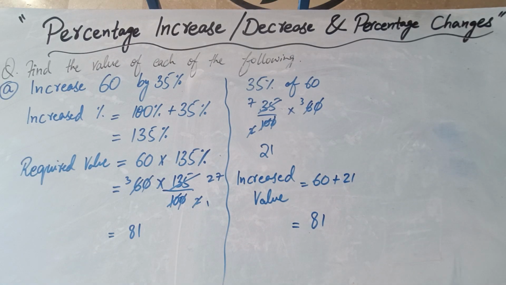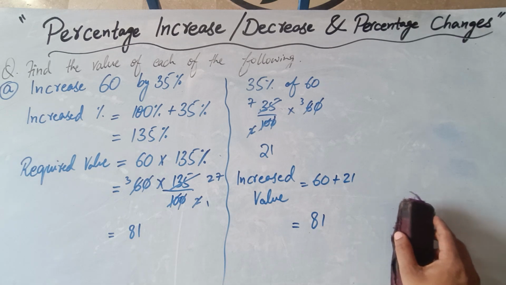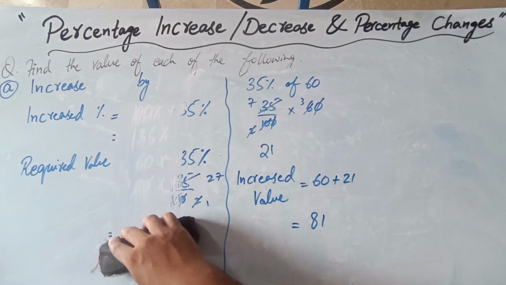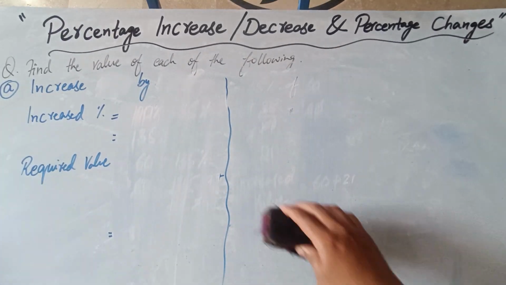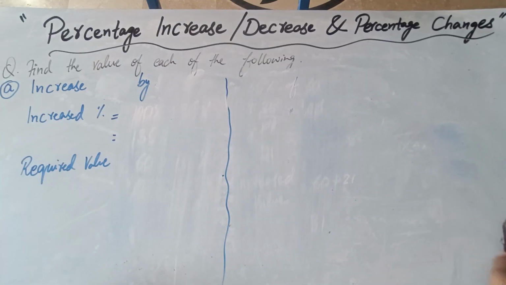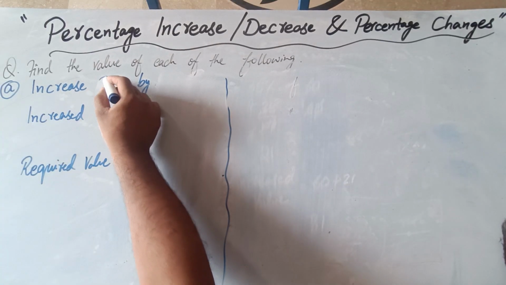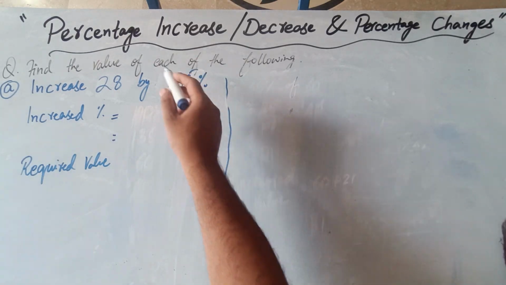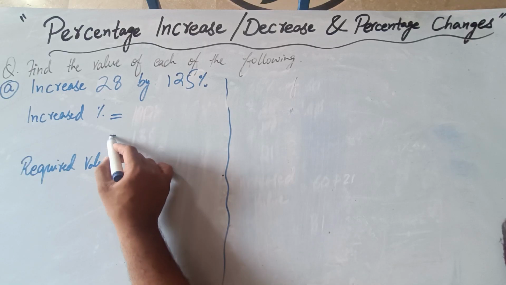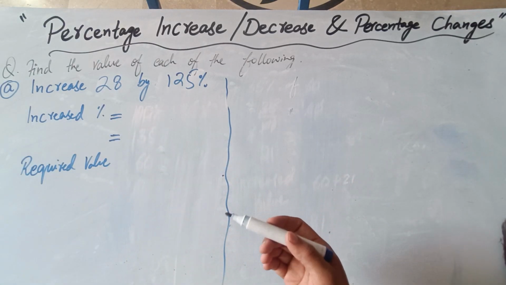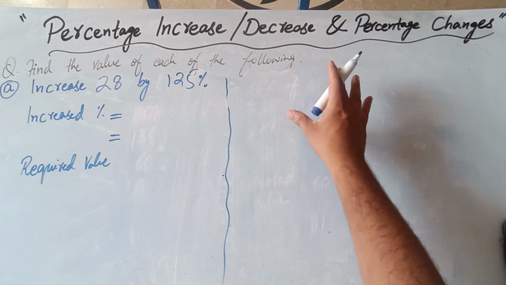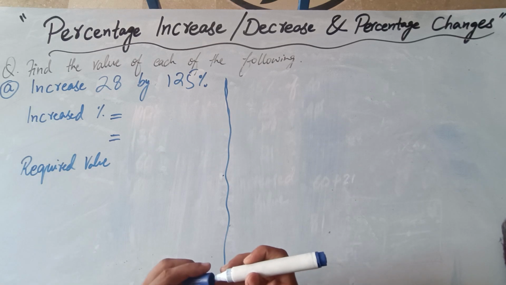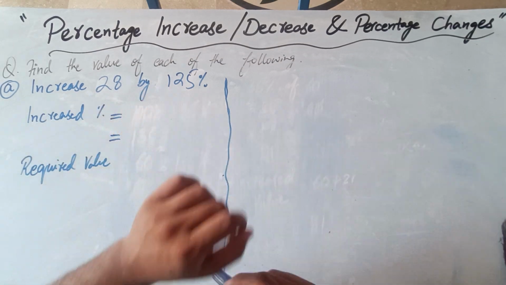Now let's look at another example. Let's change the question. Now if I change the values: increase 28 by 125%. The percentage is already bigger than 100. Keep in mind that percentages can be more than 100. Whenever we find a percentage, we multiply by 100, but we can find more than 100% of a number as well. So increase 28 by 125%.